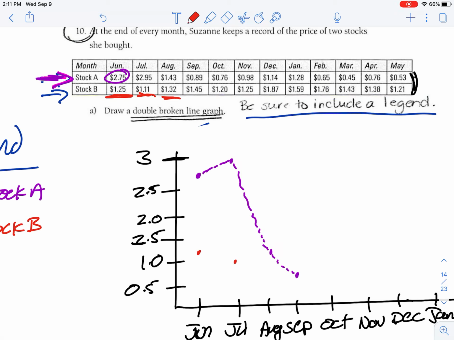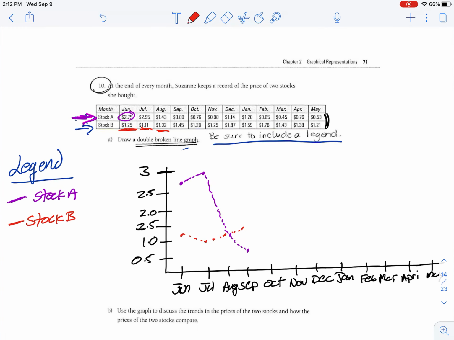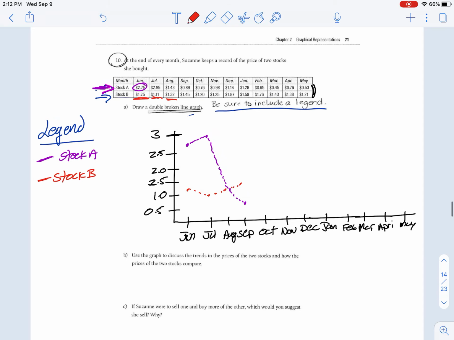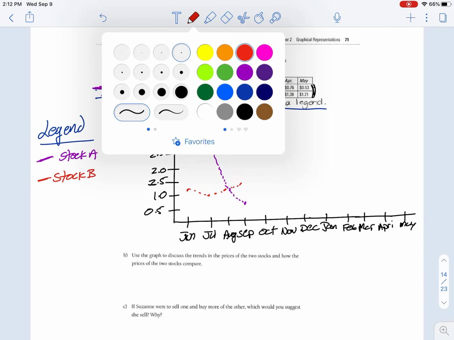August is $1.32. September is $1.45. Okay, so now you would be able to analyze both of these different graphs using these lines, okay? What happens if you had the same colored pen?